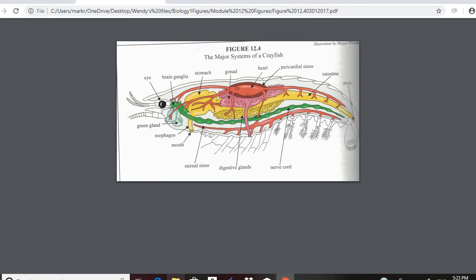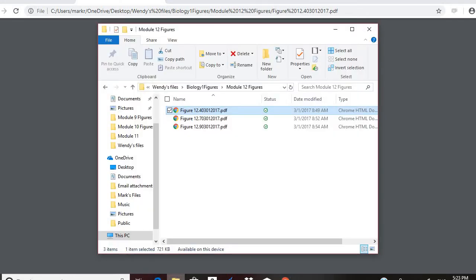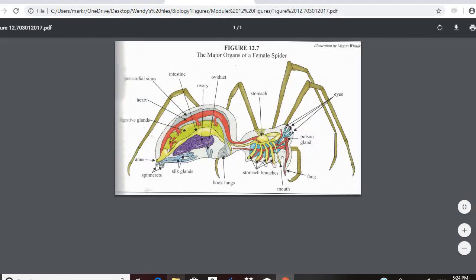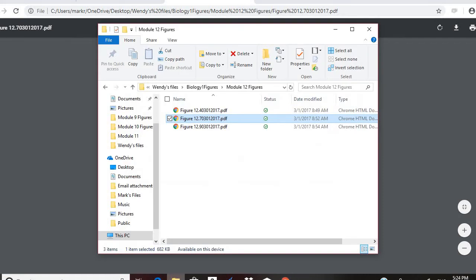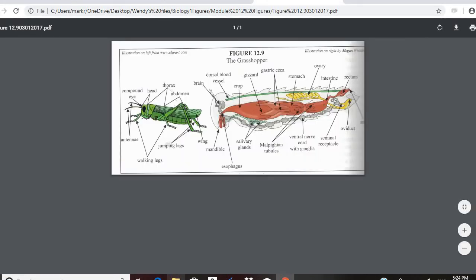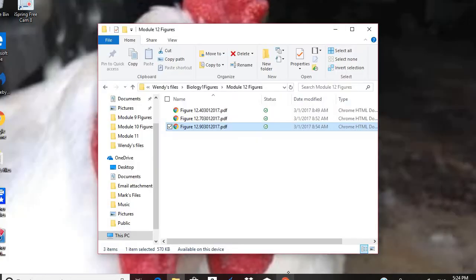Okay, so that's the internal anatomy of a crayfish. I guess I don't have a figure of the external structures of a crayfish. Okay, so I don't have a picture of the external structures, but you can look in your book to see that.